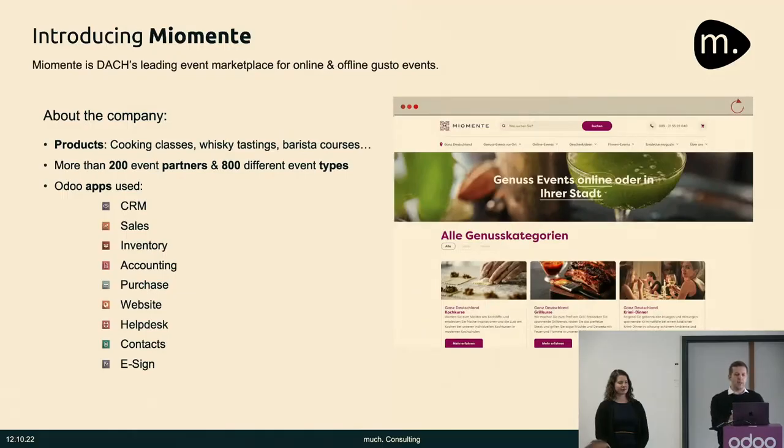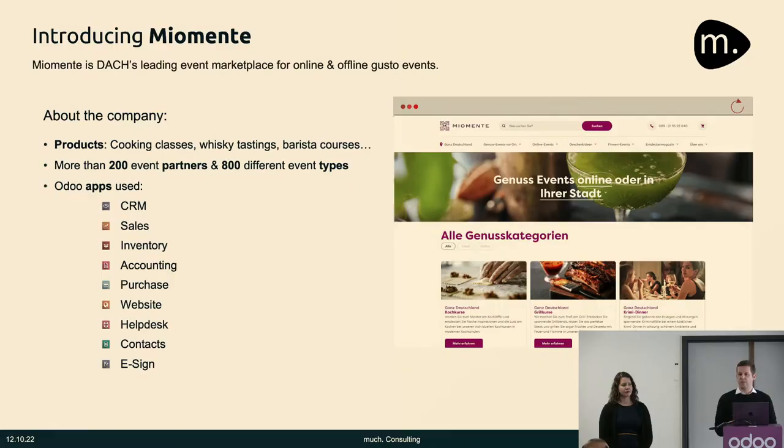Okay, so next, talking very quickly about Miomente, and then we can look at what we actually implemented. So Miomente doesn't run their online portal, their online shop in a way, on Odoo. It has a lot of historic reasons, mainly that a custom system was developed over the last 10, 12 years, and it has loads of features that it would just take a long time to move into any other system. So right now, it's a completely self-developed system to provide the online shop.